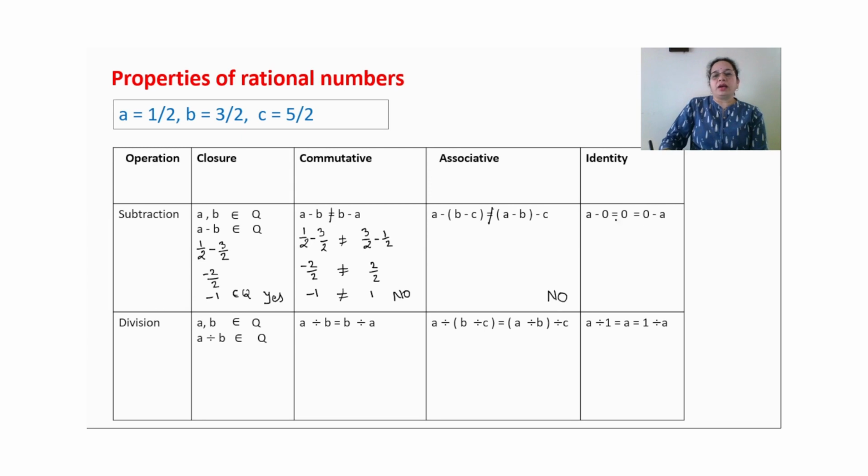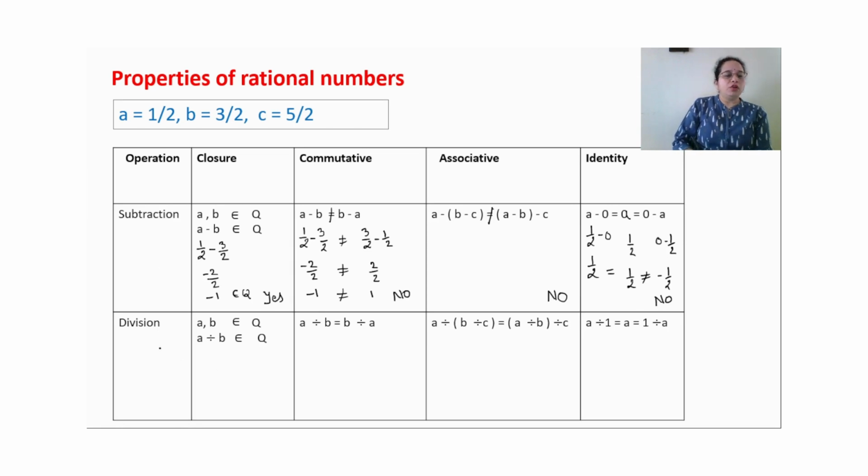Now come to the identity. So 1 by 2 minus 0, this should also be a. So the answer is 1 by 2. Value of a is 1 by 2. And now 0 minus 1 by 2 will give you minus 1 by 2. So here your answers are not equal. So we cannot observe any identity for the subtraction of rational numbers.